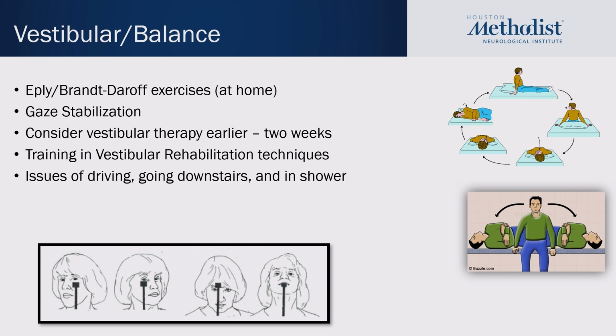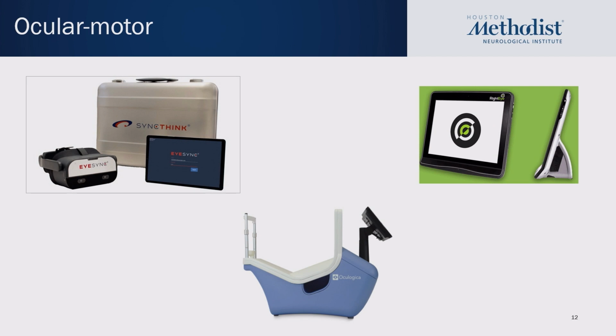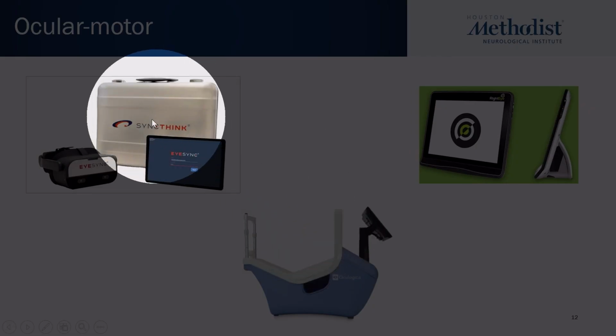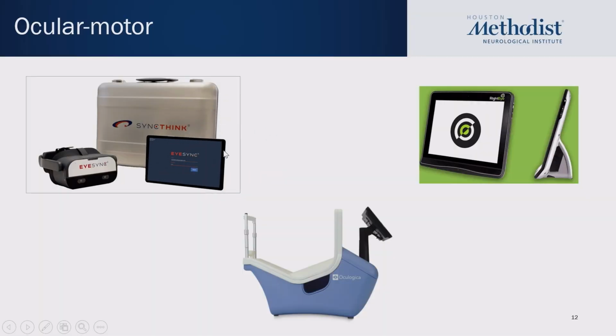We can always consider more formal vestibular therapies if they're not responding well, if they have lingering deficits, but at least starting them with some home exercises gives them a chance of getting better a little bit faster. In clinic, we do use some sophisticated eye tracking techniques to help us better narrow down some of the deficits and treatments. There are various technologies out there to use. The one that I like to use the most is iSync.